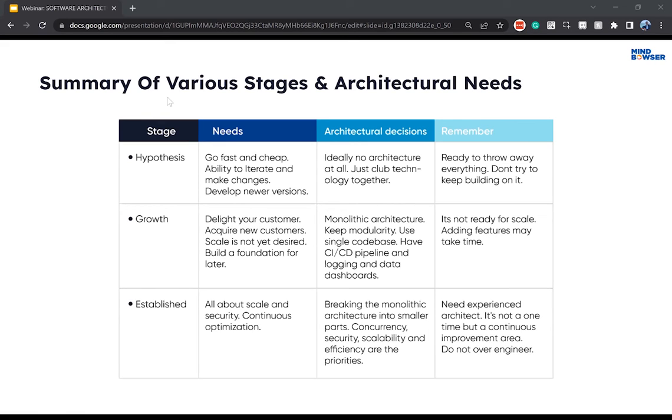So in that way, for the same product, we have seen three different stages, as the time period grows, as the product grows, as the user base grows, and as the functionalities grow.